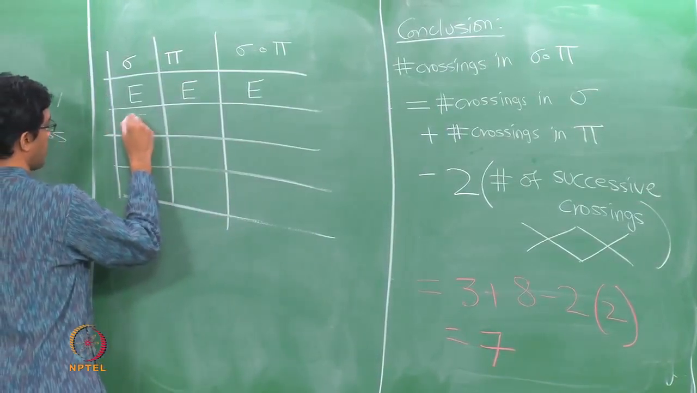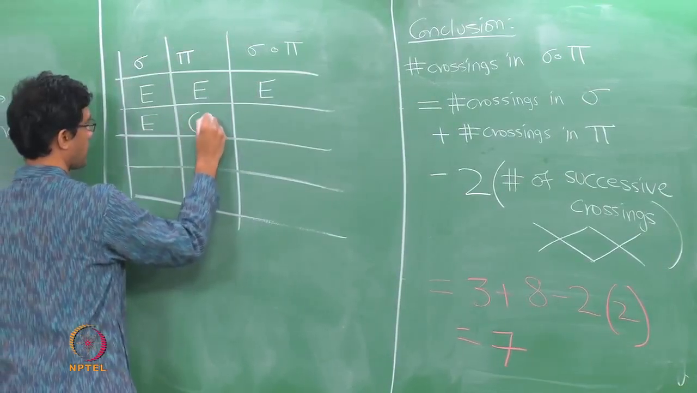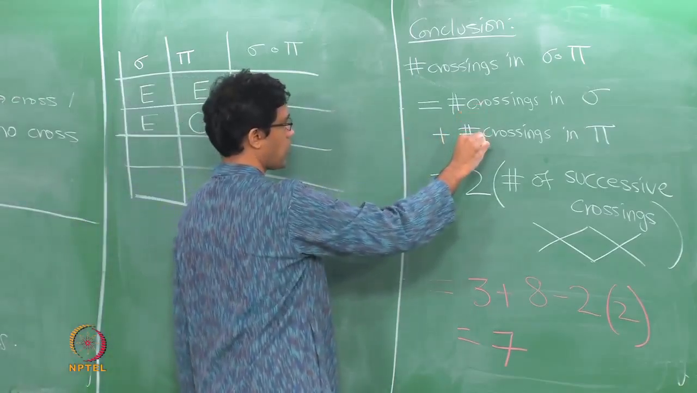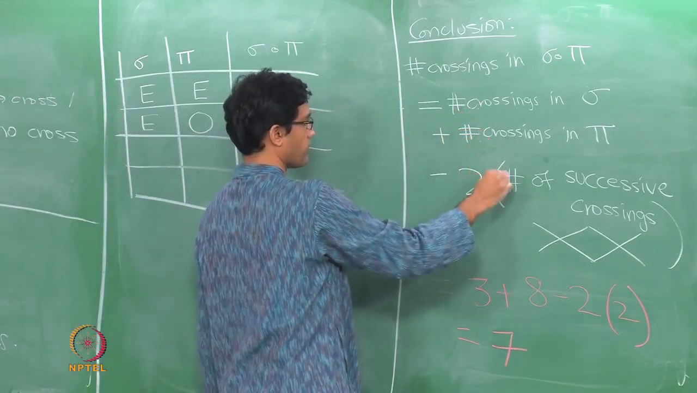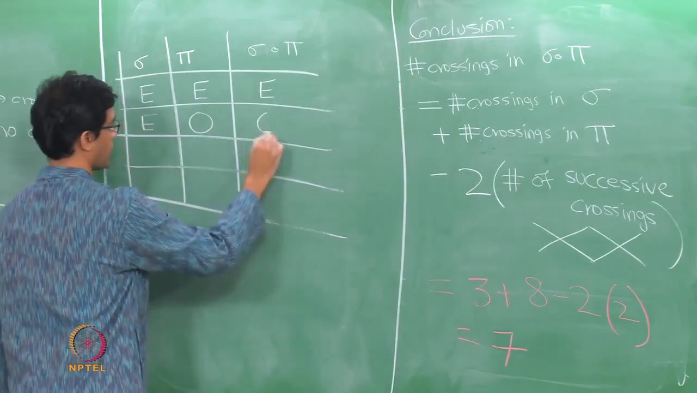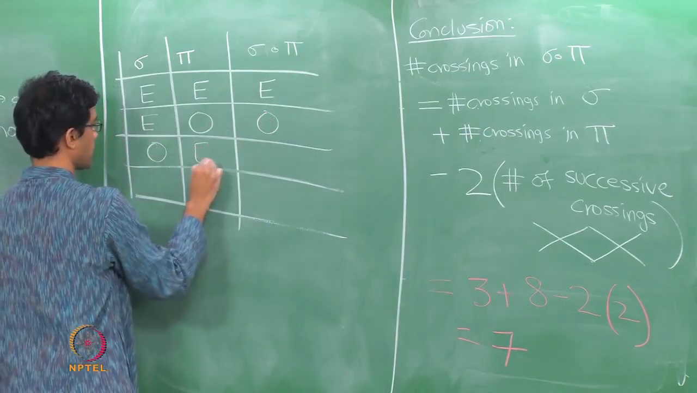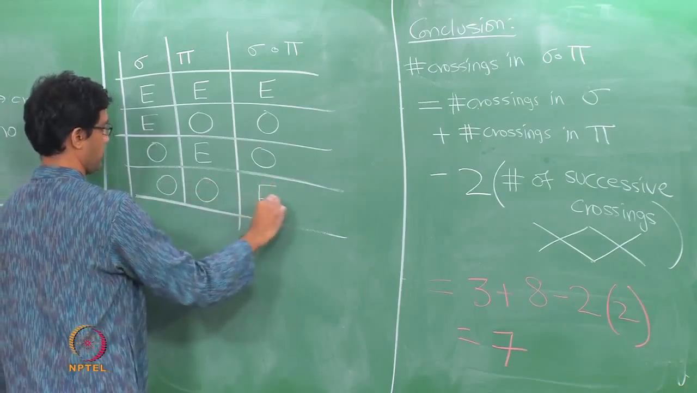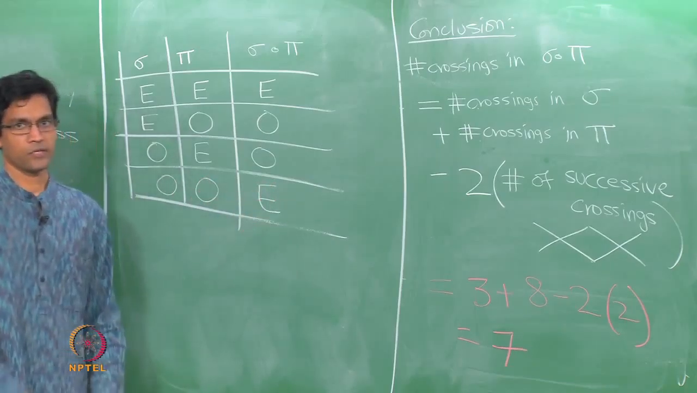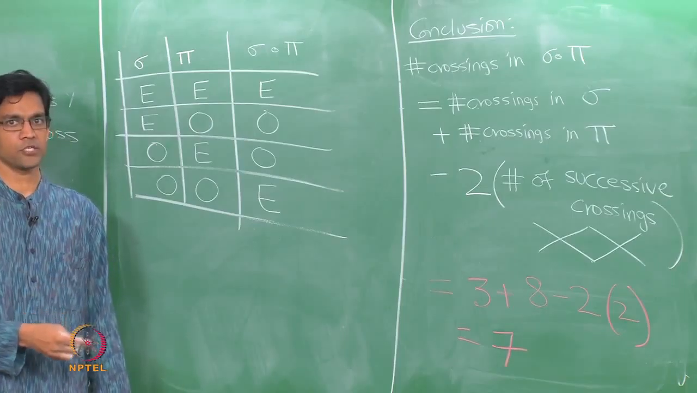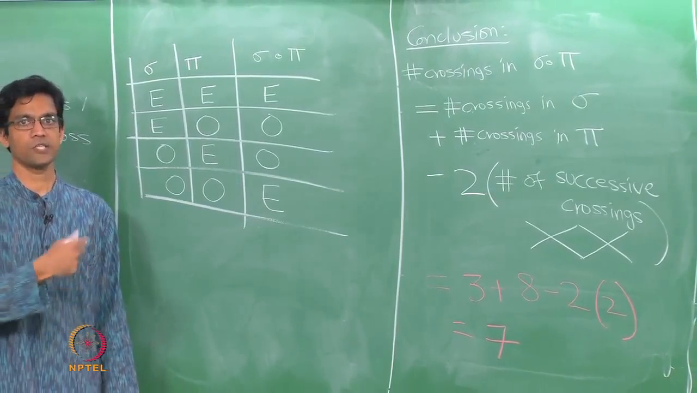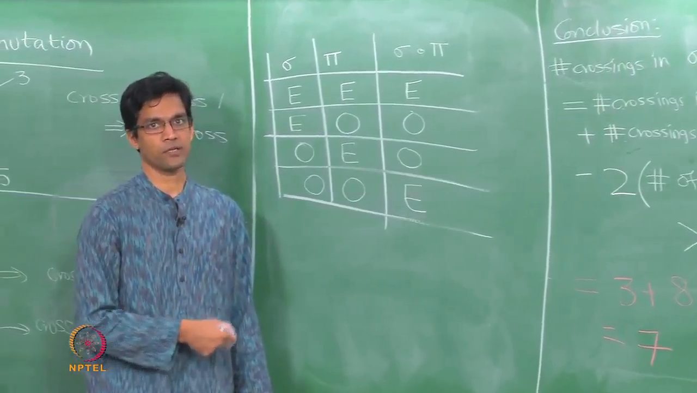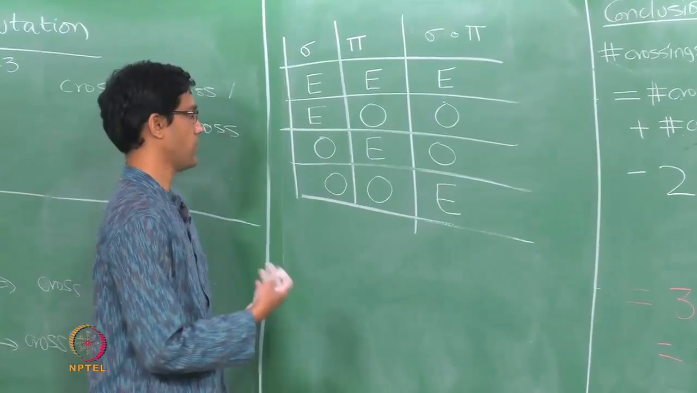Similarly, if one of them is even and the other is odd, the number of crossings, this is even, that is odd, even plus odd is odd, from which you subtract an even, you still get an odd number. So if one of them is odd and the other is even, the answer is odd. If both are odd, the answer is even. So if you compose two even permutations or two odd permutations, the answer is always an even permutation. If you compose one odd and one even permutation, then the answer is an odd permutation.